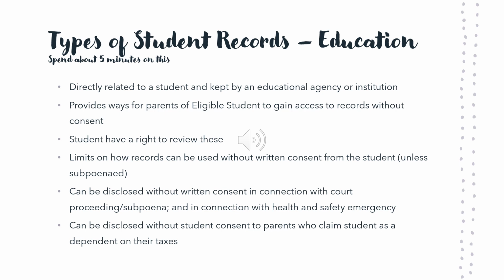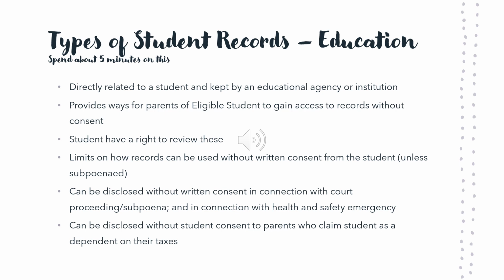These are directly related to a student and kept by an educational agency or institution, such as the school that you and your student workers are working at. These records provide ways for parents of eligible students to gain access to records without consent. For example, if the student is a dependent on the parents' taxes, the parents have a right to see those records. Students also have a right to review these records before they are shared with anyone. There are limits on how records can be used without written consent from the student unless they are subpoenaed.